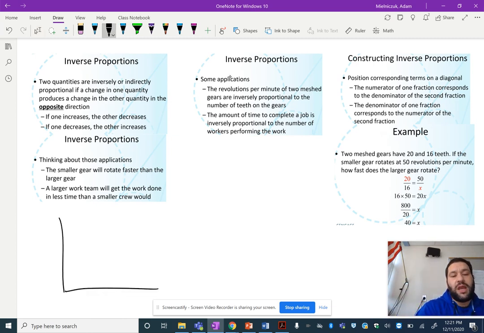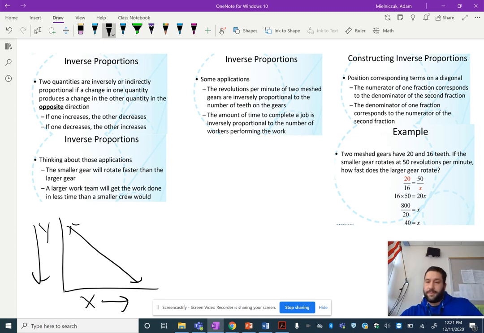Graphically, inverse proportions usually look like this. It shows as X is increasing, you can see Y is decreasing. When constructing inverse proportions, you position the corresponding terms on a diagonal. That's different than direct, where we said corresponding terms numerator to numerator, denominator to denominator. For inverse, position corresponding terms on a diagonal. The numerator of one fraction corresponds to the denominator of the second fraction, or the denominator of one fraction corresponds to the numerator of the second fraction.